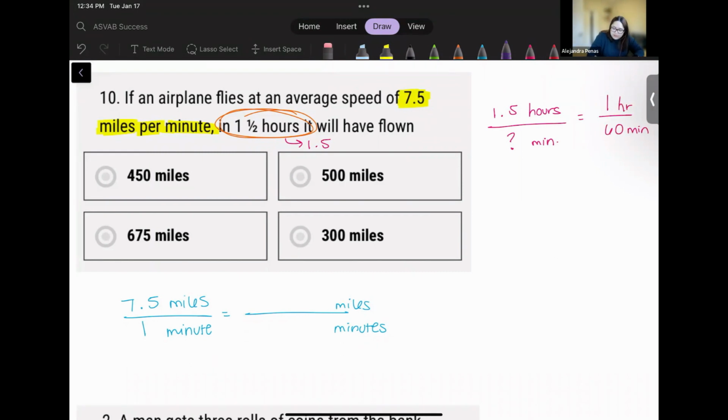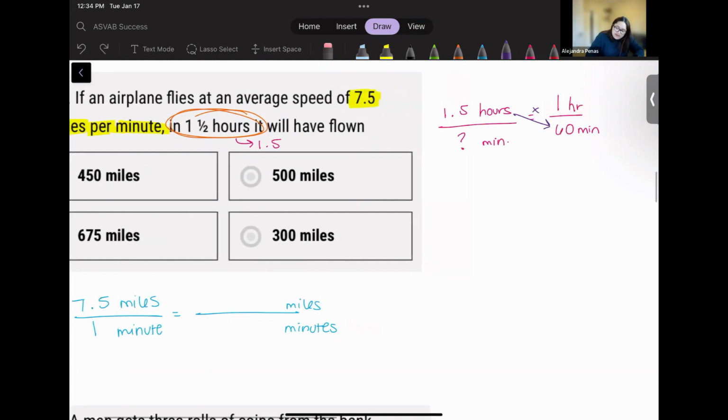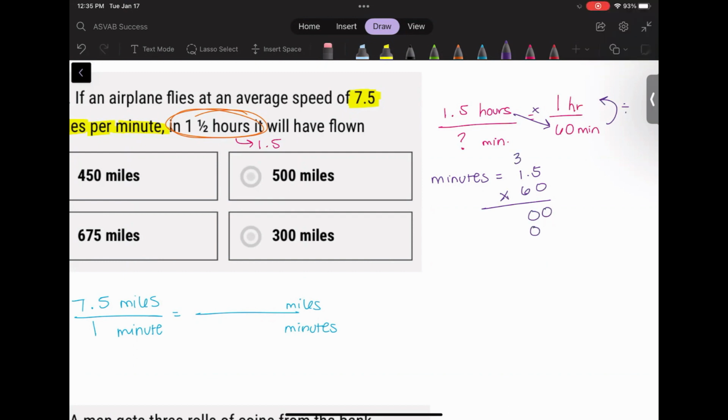So we can cross multiply here. Oops, divided the wrong thing. And divide. So the number of minutes will equal 1.5 times 60, everything divided by 1, but that's not going to change anything. So I'm going to go ahead and multiply this times 60. That'll be 0, 30, carry the 3, 9. So this would give me 90. So this is equal to 90 minutes, and we want to figure out how many miles that is.